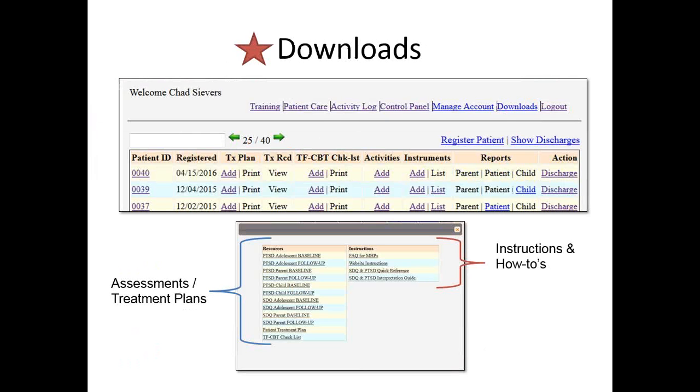So when you click the downloads, this is where all our paper copies are, and there on the left are all our assessments and treatment plans. You can click those, and a PDF will come up in a new window, and you can save that or print it whenever you want. And then on the right, we have our instructions and how-tos. Like I mentioned in the very beginning of the presentation, I included a couple of handouts for you, the interpretation guide for the UCLA and SDQ, and our website instructions. But you can also access those through our website under the downloads.